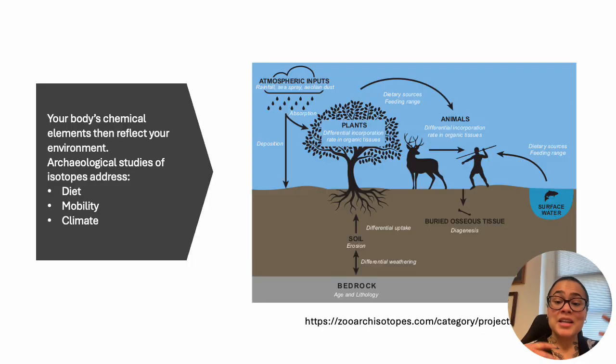So again, because we essentially are what we eat, that means the chemical elements found in someone's skeleton, in their bones or in their teeth, are reflecting their environment. It can tell us about their diet, what they ate, mobility, where they were located if they moved around, and the climate that they lived in. For example, oxygen can be used to tell us if someone lived in low latitudes or higher latitudes.